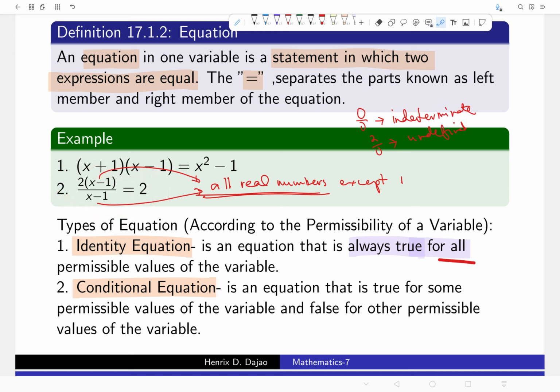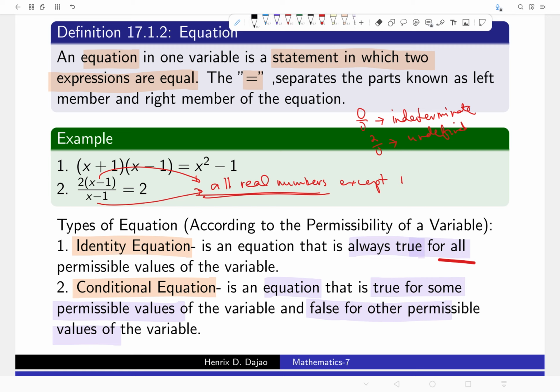Now, how about number 2? Number 2 is a conditional equation. A conditional equation is a type of equation that is true for some permissible values of the variable and false for other permissible values. So it's not like the identity equation. For an identity equation, it is always true for all permissible values. For a conditional equation, it is not true for some permissible values of the variable.